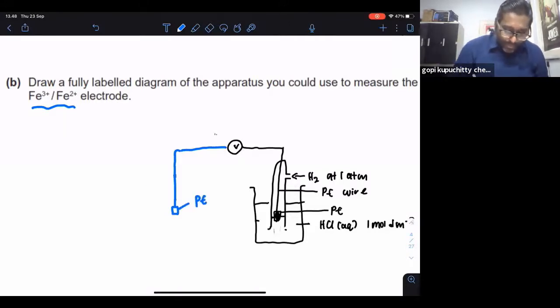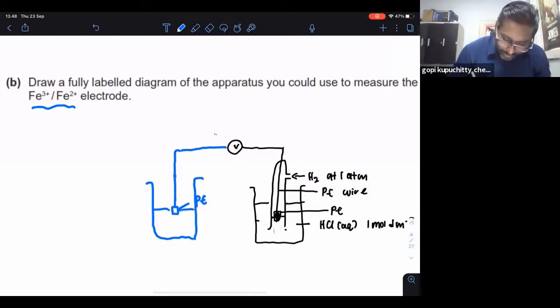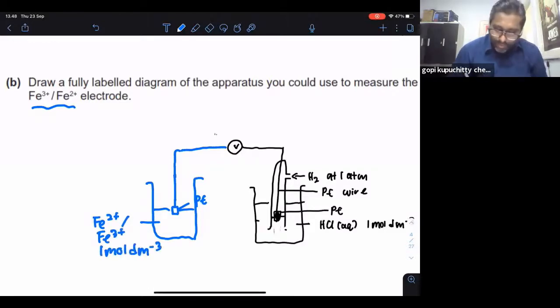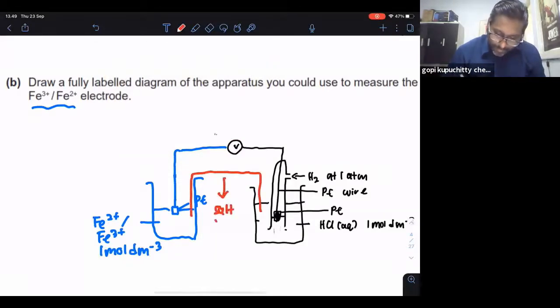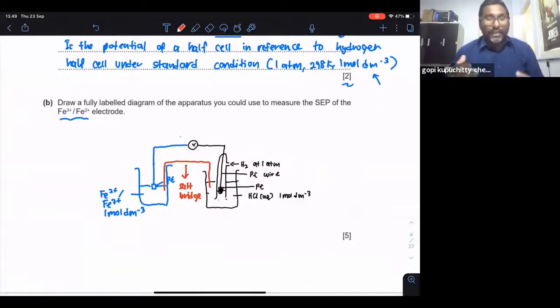And then you put the solution. This one is going to be Fe2 plus together with Fe3 plus at 1 mole per dm cube. And then you label platinum, voltmeter, and the others, but do remember to include the salt bridge. Very, very important.